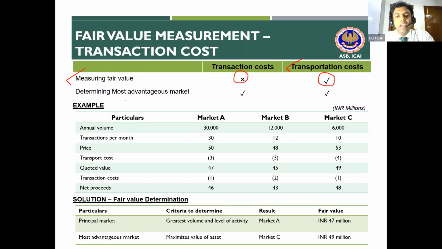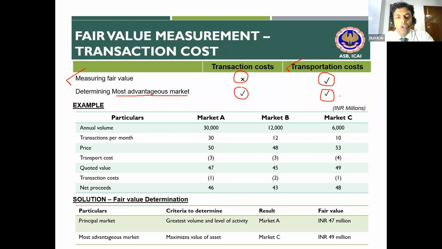Right, guys? Then we need to consider the most advantageous market. We need to evaluate which is the most advantageous market for doing the fair valuation. The most advantageous market needs to be identified for computing the fair valuation. While determining the most advantageous market, the transportation cost as well as the transaction cost both need to be considered. But while evaluating the fair valuation, transaction cost shall not be taken into consideration, only the transportation cost shall be taken into consideration.